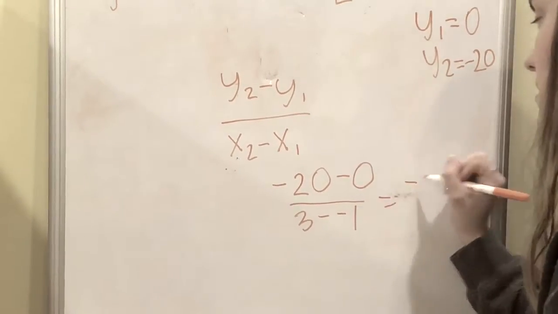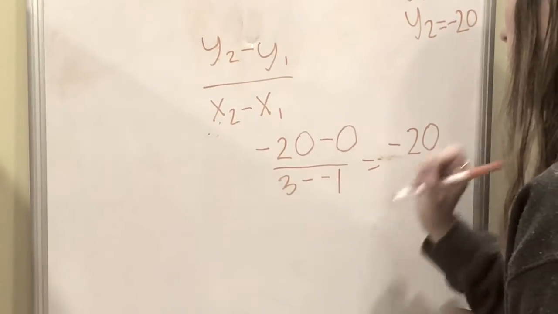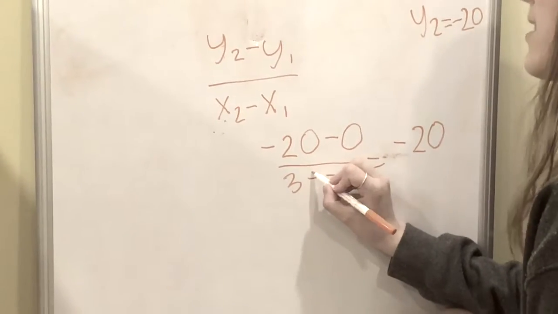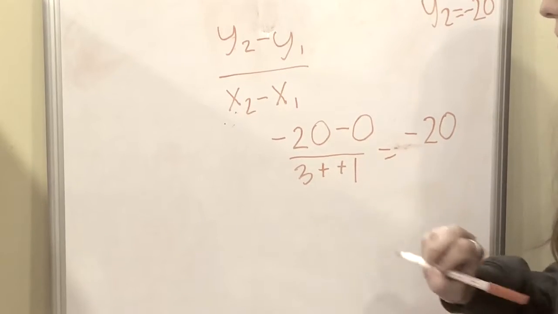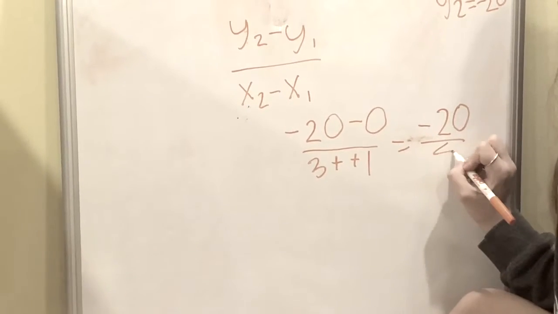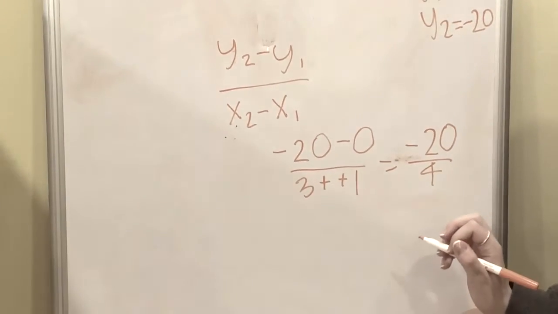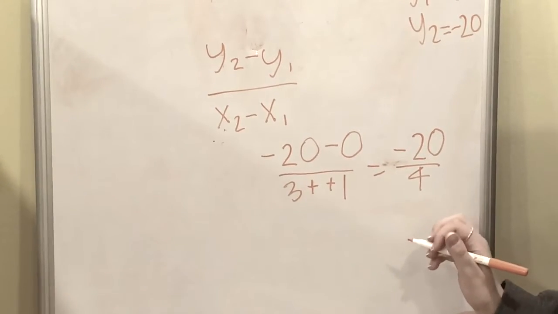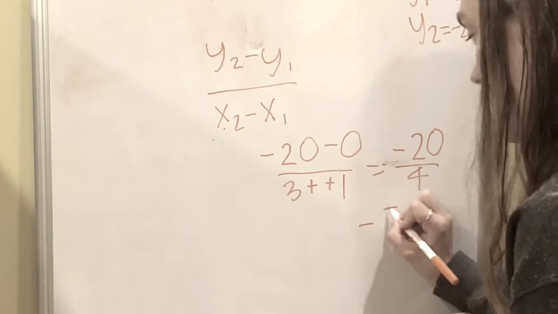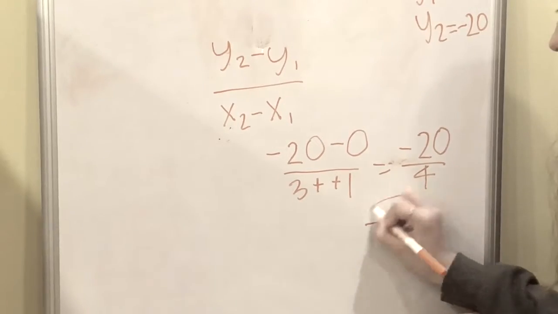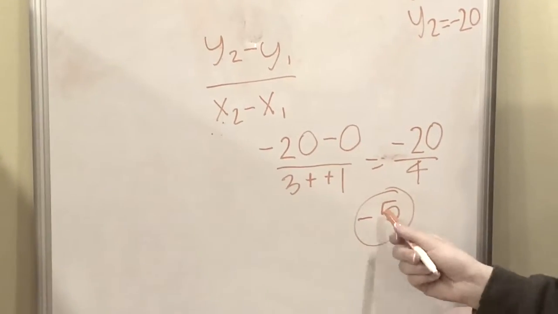-20 minus 0 is -20, and 3 minus -1 is the same as 3 plus a positive 1, which is 4. -20 divided by 4 is -5. This is your average rate of change.